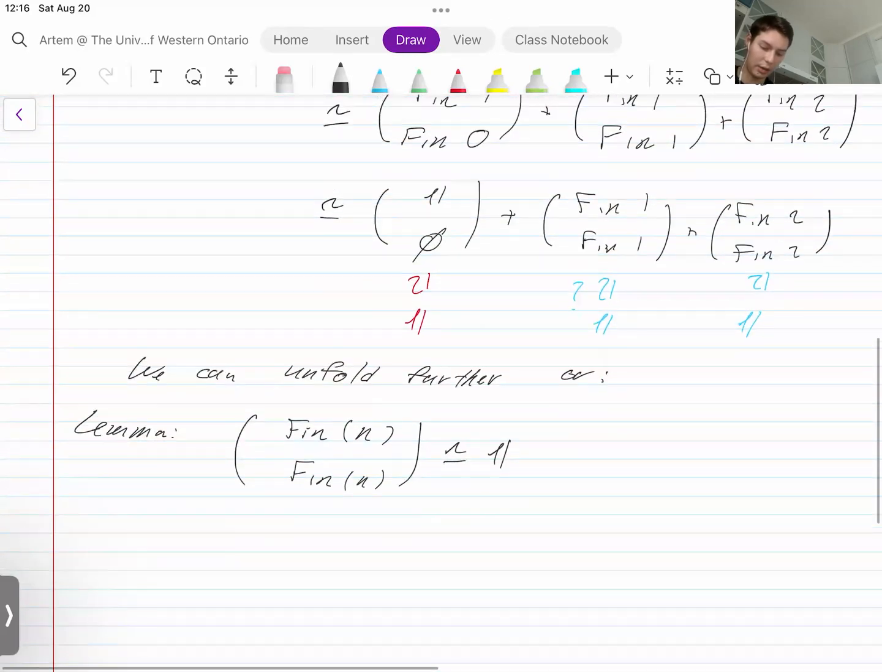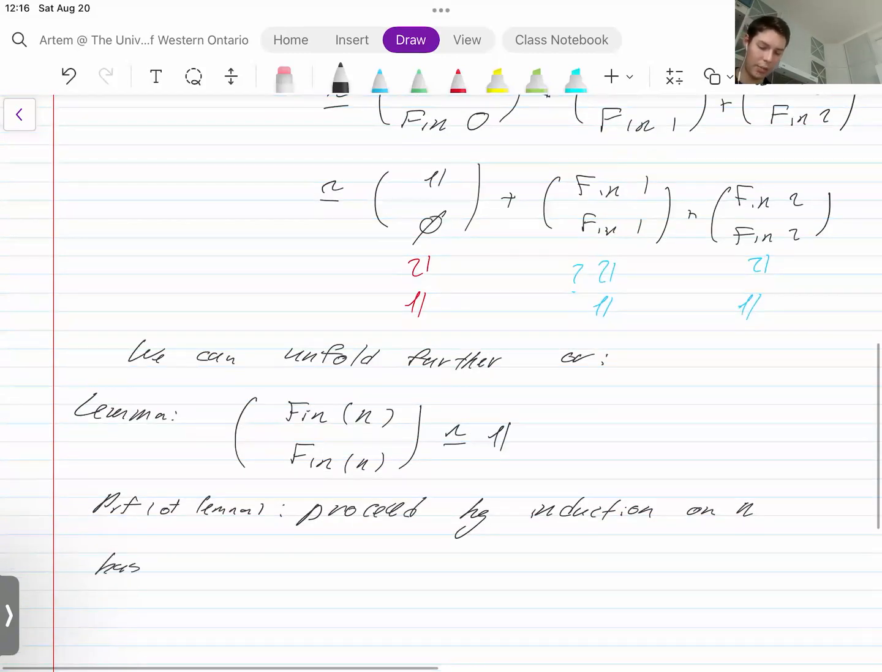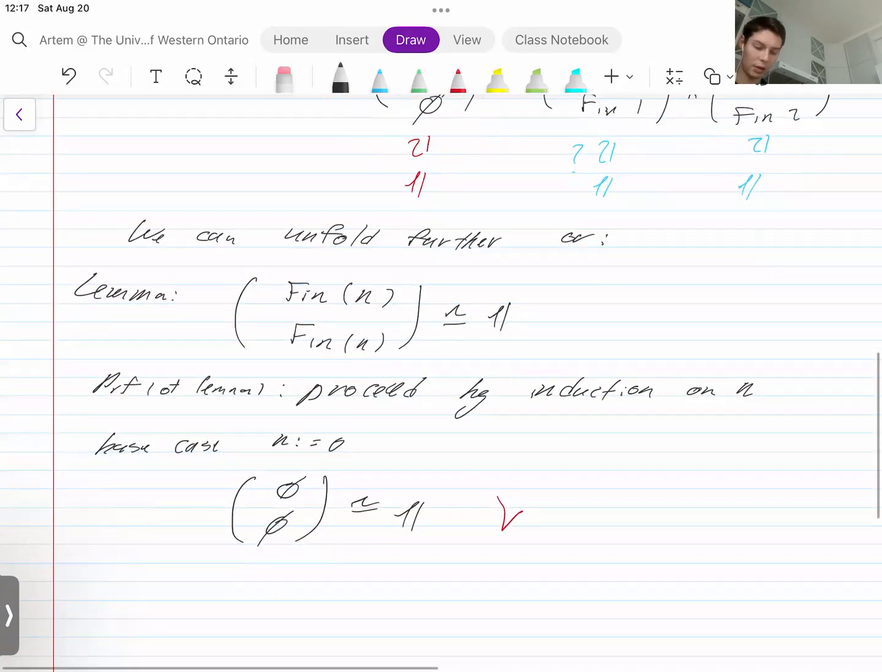So, proof of lemma: we proceed by induction on n. Base case, when n is 0. Well, we know then that this is going to be definitionally just this choice. However, we know by the lemma that this is exactly equivalent to 1. So we're done. So, inductive step.